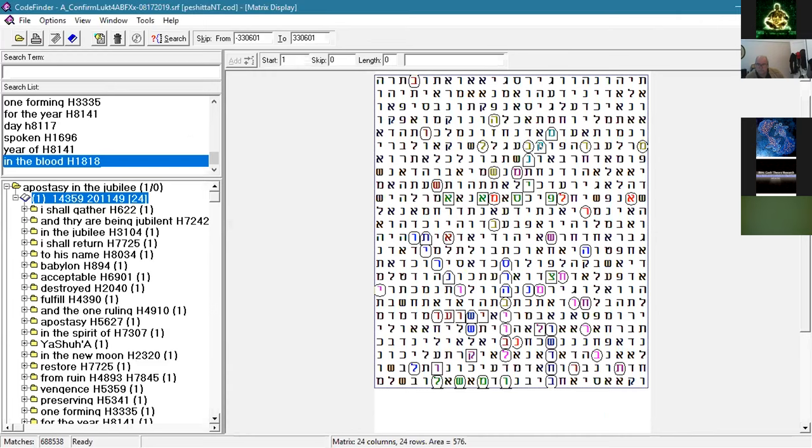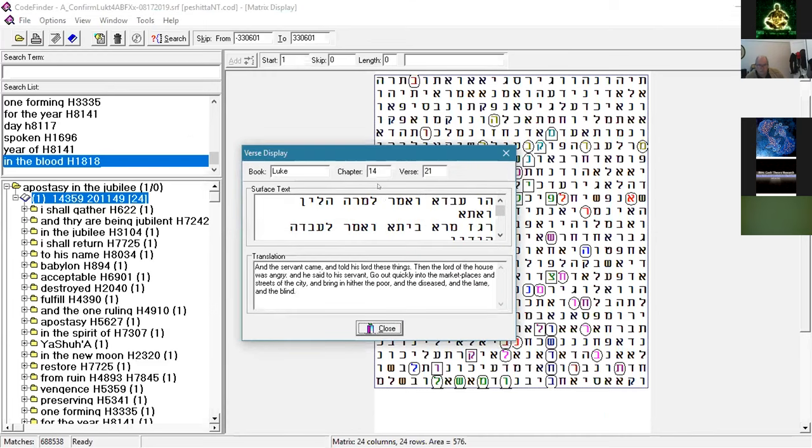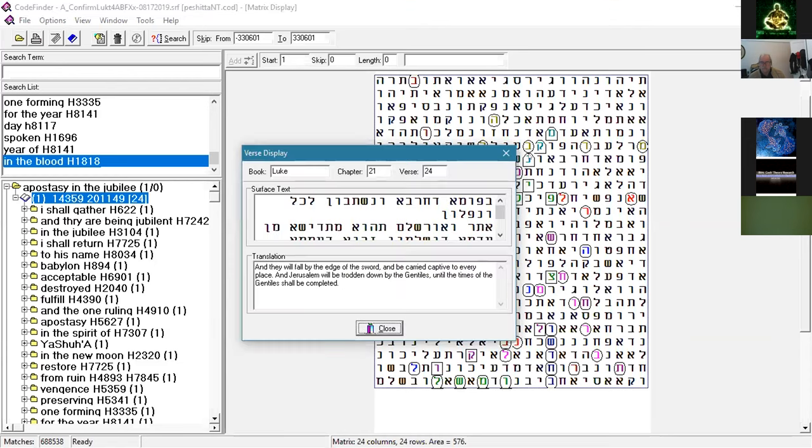Here is vengeance, and it is Luke 14, verse 21. This is talking about collecting the poor and diseased and lame and so on. And let's see, I think there were some others in there, wasn't there? Maybe you remember better than I do, Brother Chris.